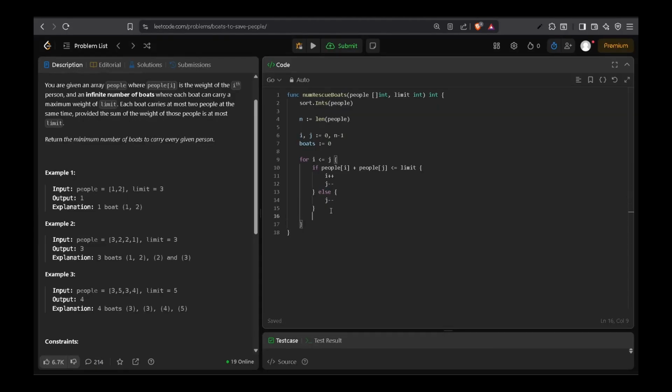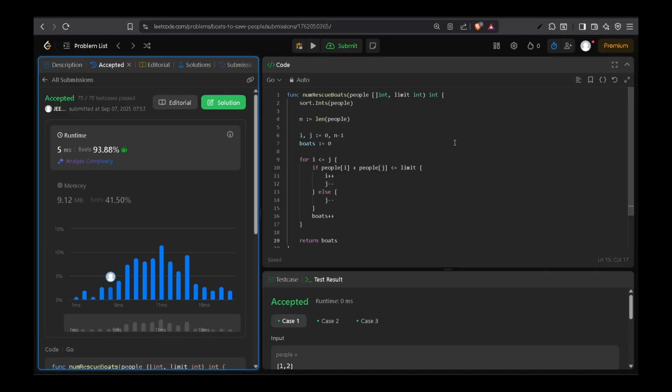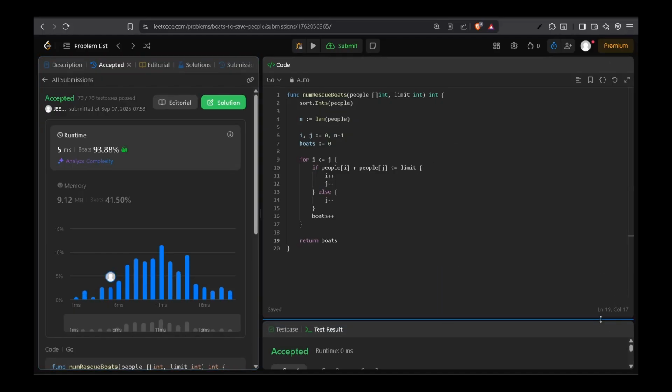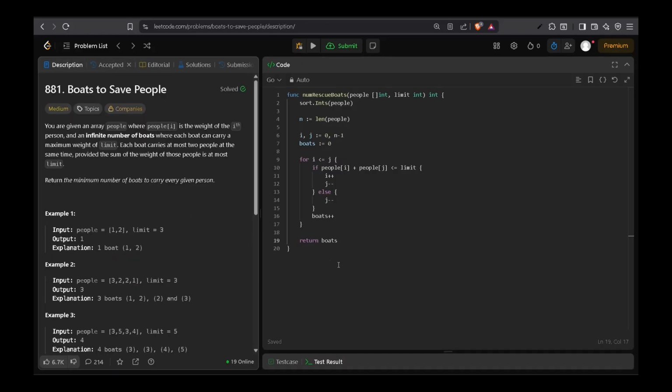And for every step we just increase the number of boats. In the end we return both. Let's see if this works or not. And it is accepted. Let's try to submit it, and it works. So it was a pretty easy question if you could get the logic right. Even though it's marked medium, it's an easy level question. Try it out. This is the whole code.